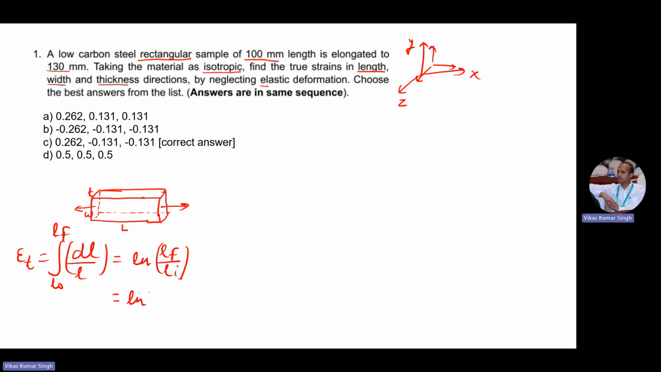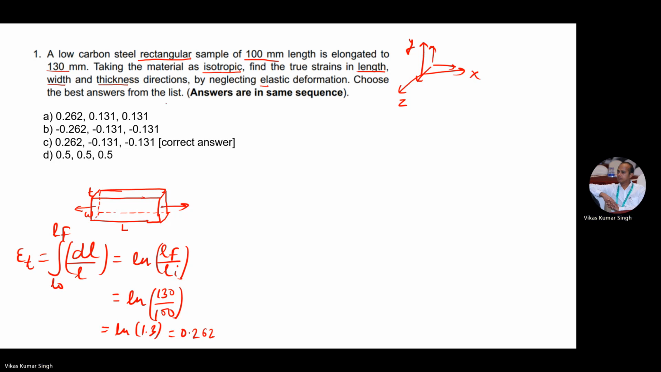LF will be 130 divided by 100, so this one we can find easily. Now the question is how to find the value in the width and thickness directions. If you solve this problem, the length strain will be ln of 1.3. Use a scientific calculator and you will get this value.